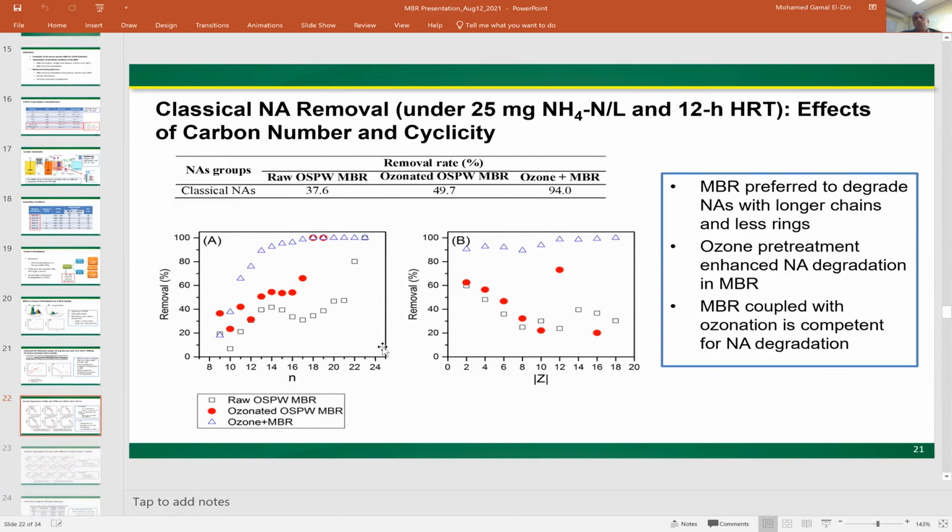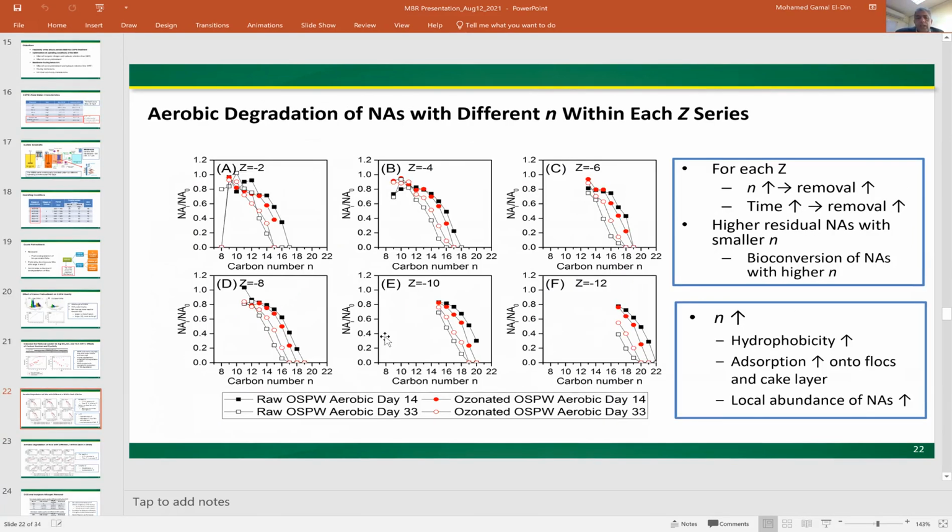Regarding the aerobic degradation of naphthenic acids with different structures, or different numbers of carbons and double bonds, or basically rings, as you can see here, it worked really well on all the compounds with different numbers of rings, or double bond equivalencies, going from Z equal -2 all the way to Z equal -12. But the take-home message here is that for each Z number, as the number of carbons increased, the removal efficiency increased, and also as the time of treatment increased, the removal efficiency increased. This means higher residual naphthenic acid with smaller n, which means this process targets the compounds that are more complex, which is a very good sign.